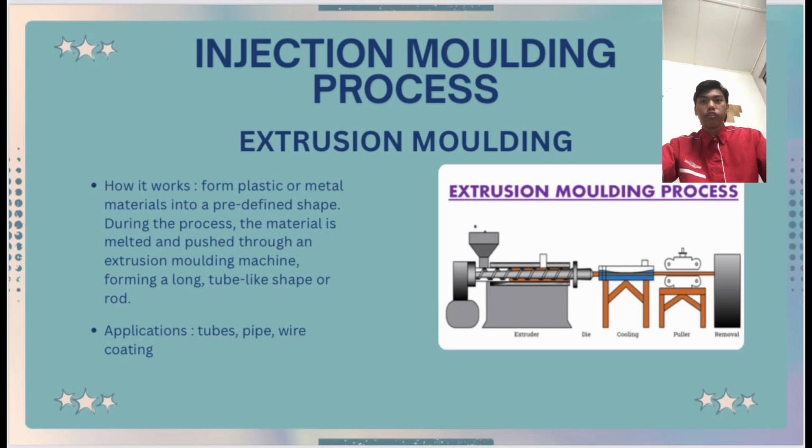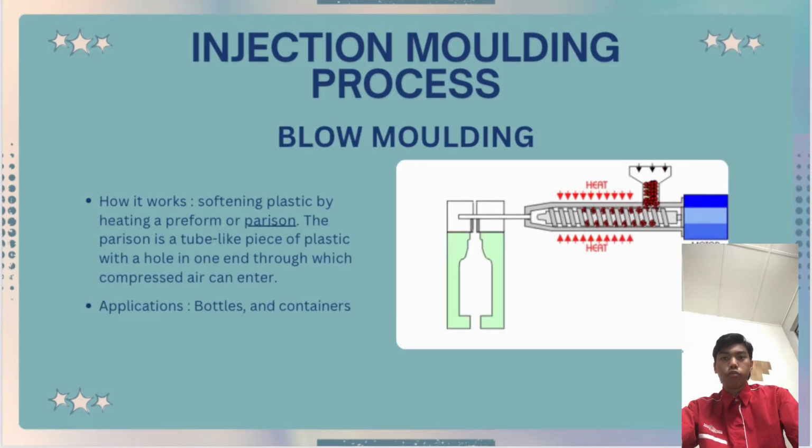Next, injection molding process. Extrusion molding. How it works: form plastic or metal material into a predefined shape. During the process, the material is melted and pushed through an extrusion molding machine, forming a long tube-like shape or rod. Second, blow molding. How it works: softening plastic by heating a preform. The preform is a tube-like piece of plastic with a hole in one end through which compressed air can enter.